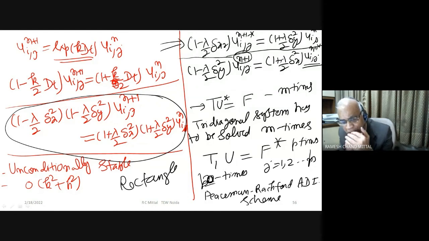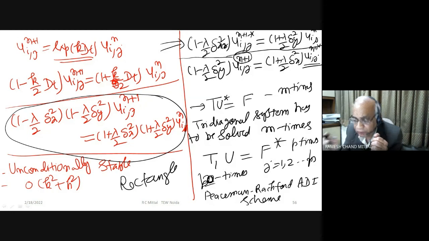Should you want to know about 3D, then I will have a split form in three directions, and I will write it the same way as I have written here. One for X, another for Y, and a third for Z, and you can solve three tri-diagonal systems so many times. So that's the basic idea of the ADI scheme.